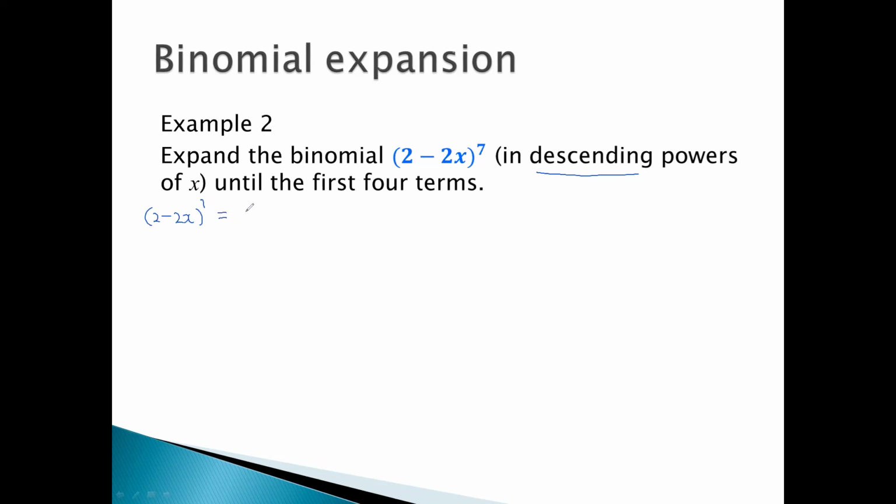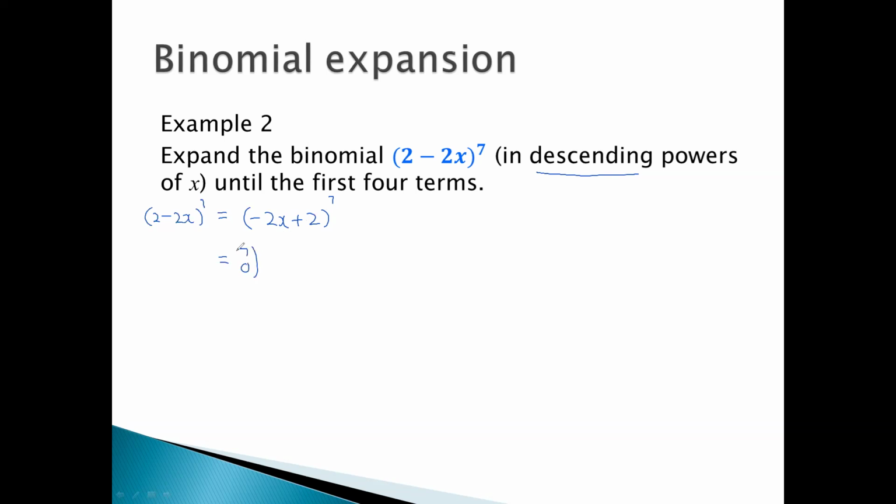Instead, I have to change it to negative 2x plus 2. In this way, my first term will be in descending power, right? So my x will be in descending power. That is what they want. Now, let's see whether that works. Okay, first 4 terms. So I'm going to have 4 terms.